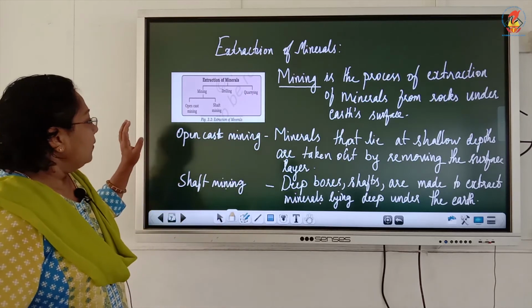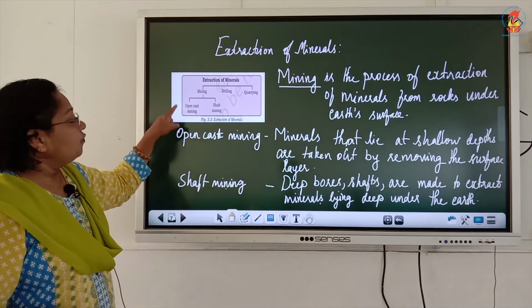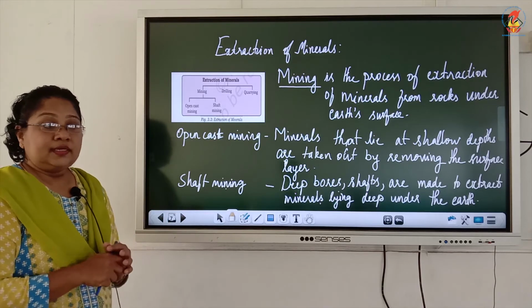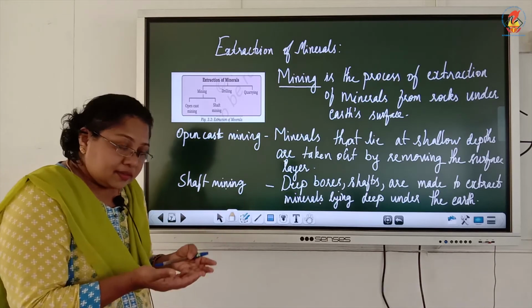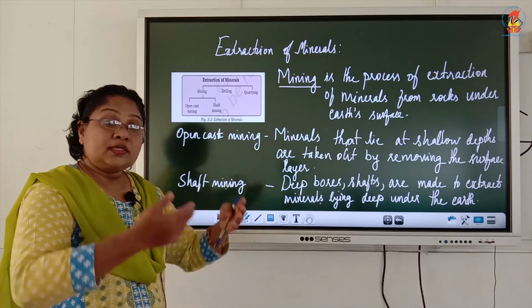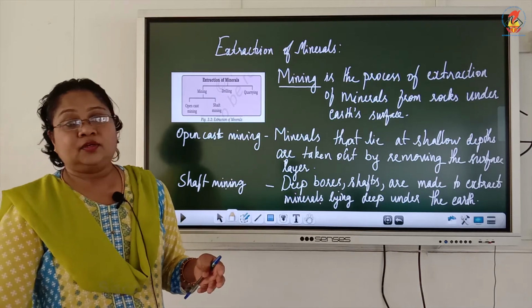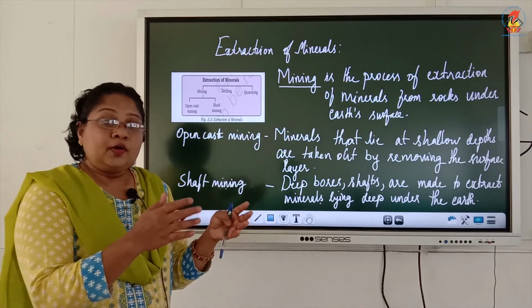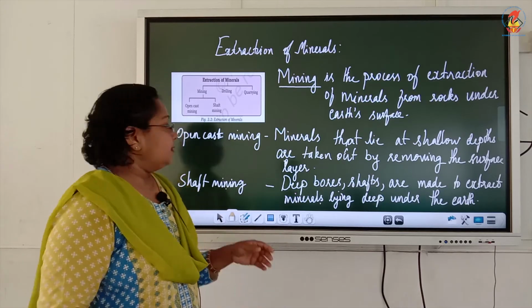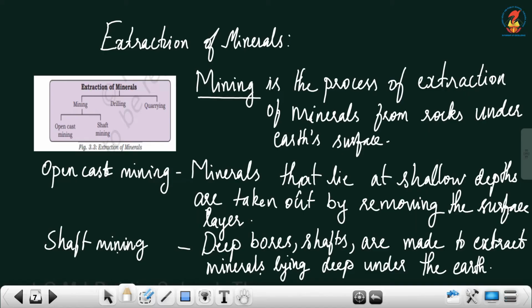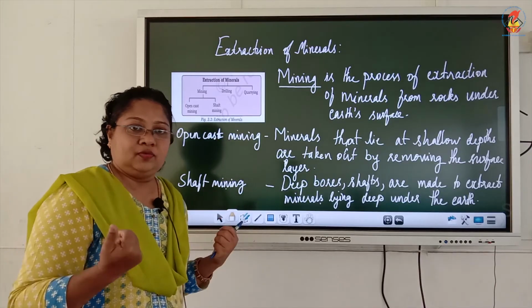Now mining itself is of two types. Certain minerals are lying just under the surface of the earth, while certain minerals are lying deep under the surface. So we have to use two different methods. Open cast mining and shaft mining are the two types of mining. If the minerals are just below the surface, not very deep, we only have to remove the surface and we can take the minerals out.